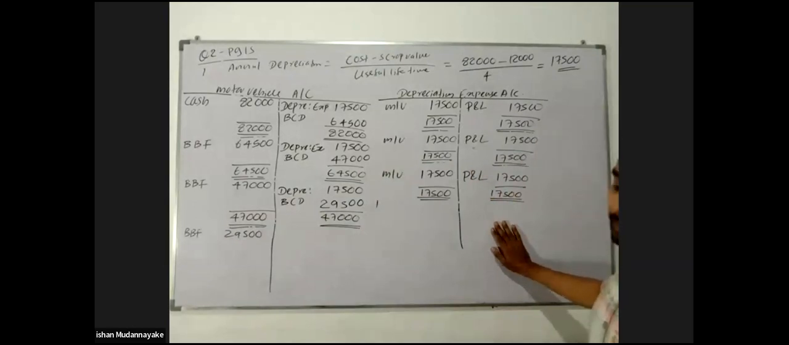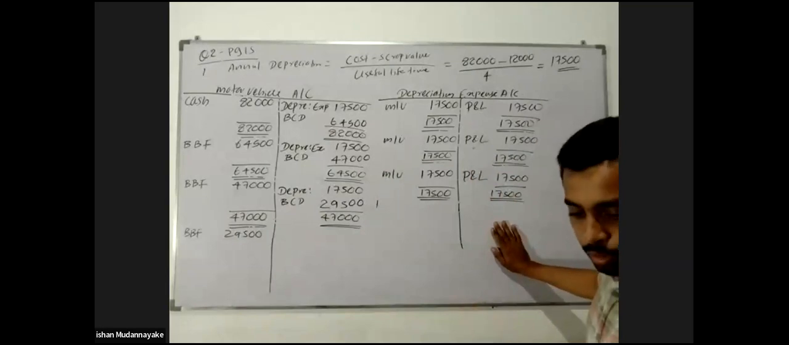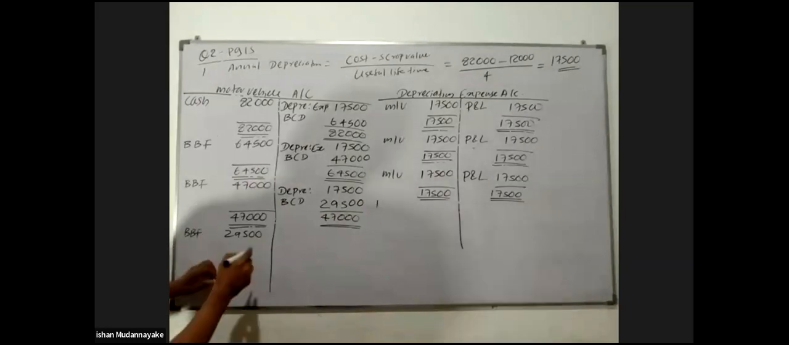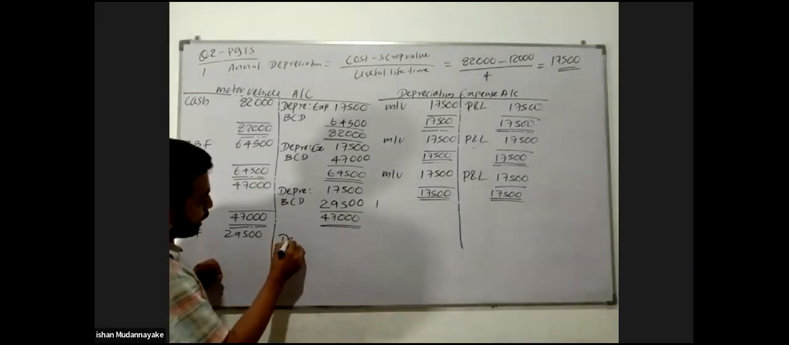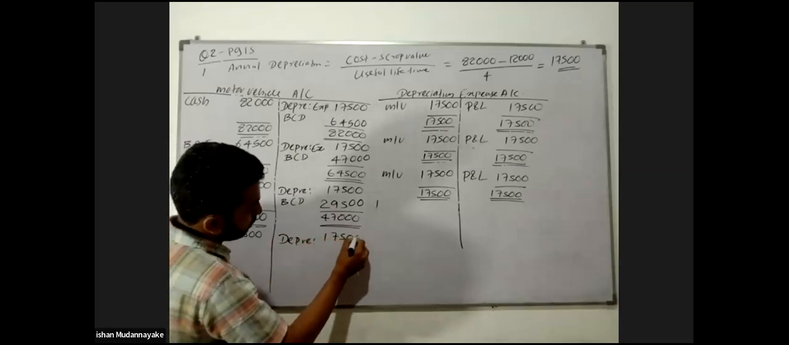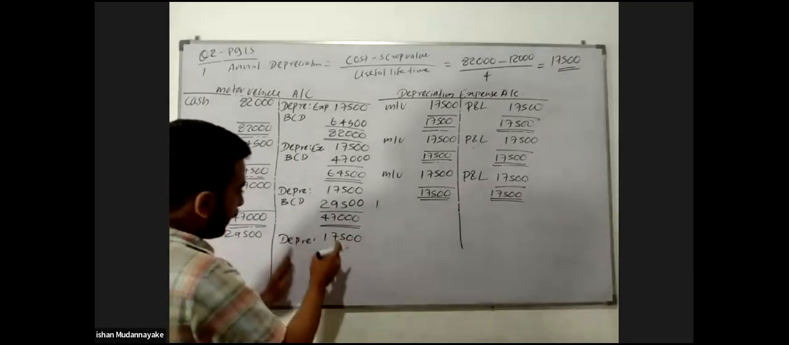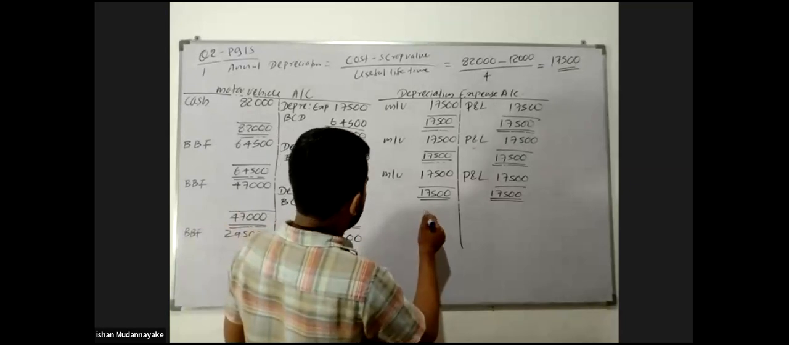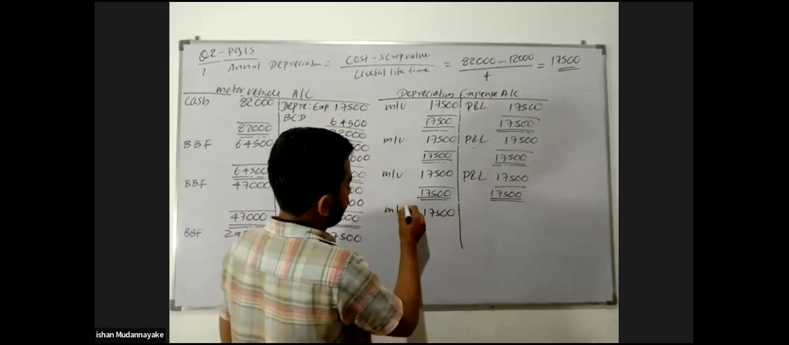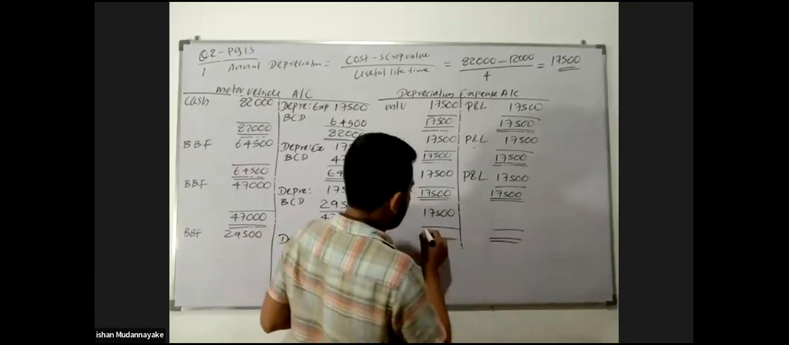Now record the depreciation of the fourth year. Here, fourth year depreciation 17,500. Depreciation 17,500. Motor vehicle account credit. Depreciation expense account debit 17,500. And then this 17,500 is transferred to where?